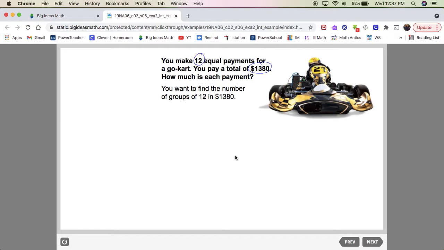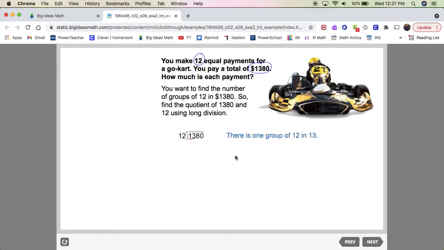We've been paying on this maybe for a year. Maybe that's why it's 12 equal payments. So you want to find the number of groups of 12 in 1,380. So you find the quotient of 1,380 and 12 using long division.